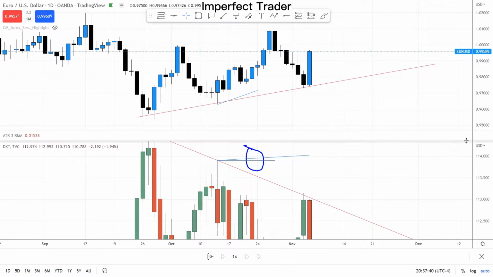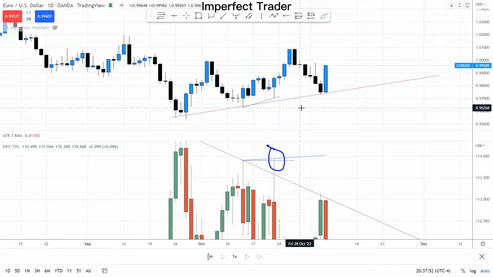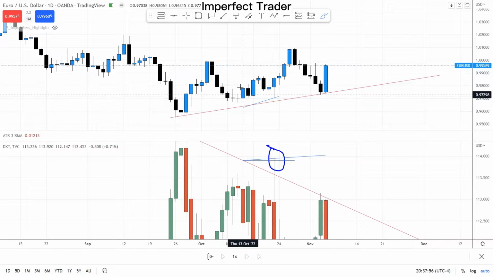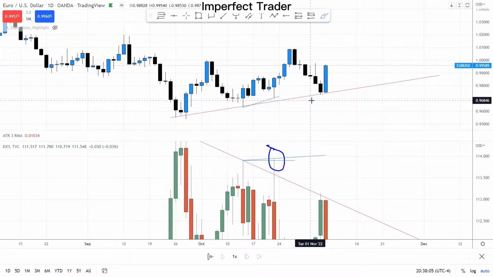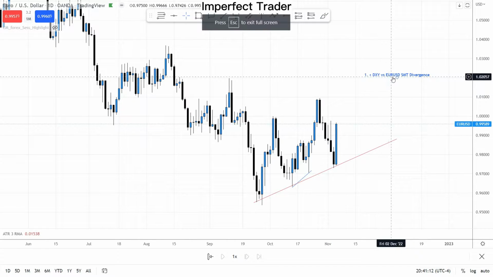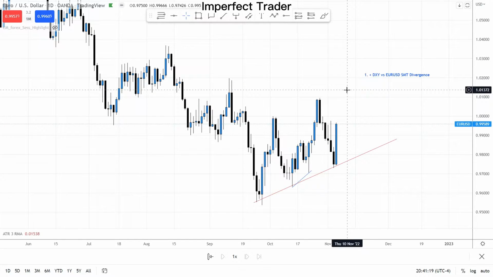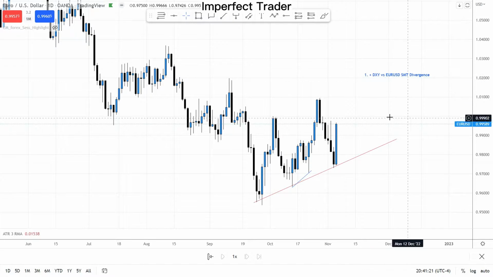So at this level, we actually have a divergence, or I'm gonna say an SMT divergence, between EU and the DXY. And for me, this divergence is showing accumulation in EU, which is the first bullish signal. All right, that is the first one: SMT divergence between the USD index and euro against American dollar. What is the next one? So the first one, the DXY and EU SMT divergence. I'm gonna use this so you can remember what we already mentioned.